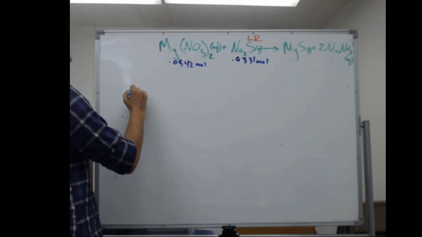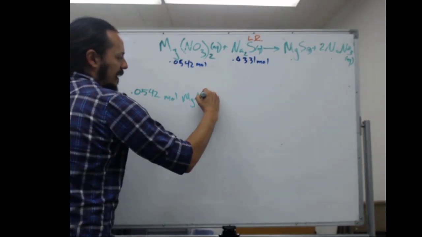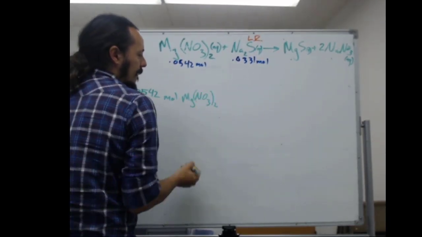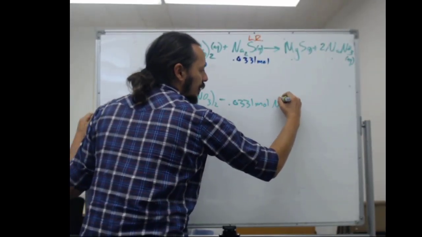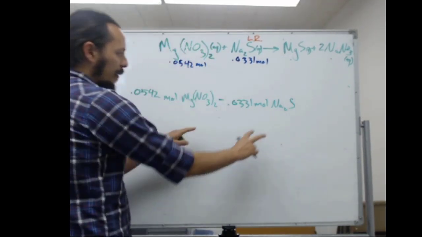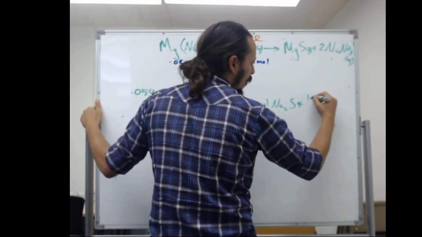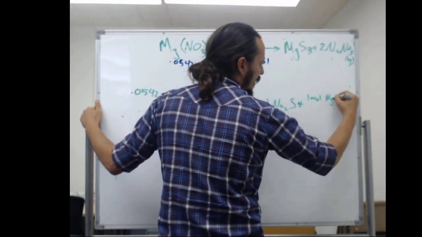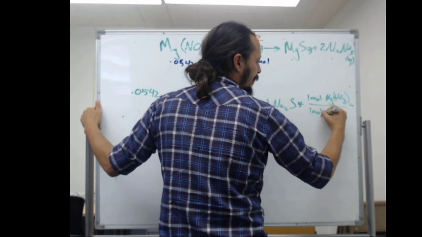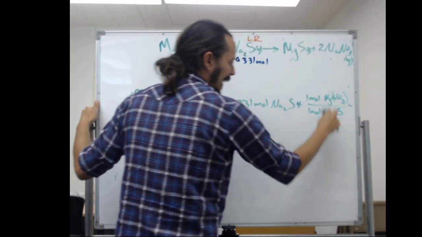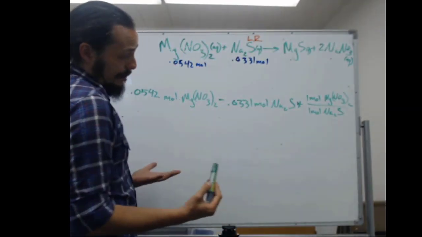Okay, so we're going to have 0.0542 moles magnesium nitrate minus 0.0331 moles sodium sulfide. And you'll notice these units don't match up, so even though it's mathematically boring, I'll include my 1 mole magnesium nitrate for every 1 mole sodium sulfide. I include my mole ratio. In this case, even though it's boring, I'm just multiplying by 1 mathematically.